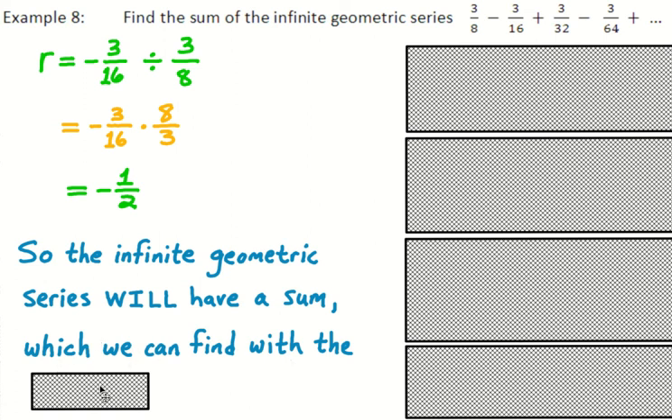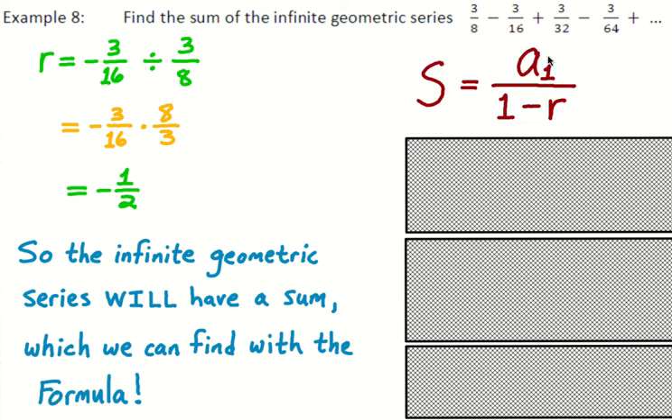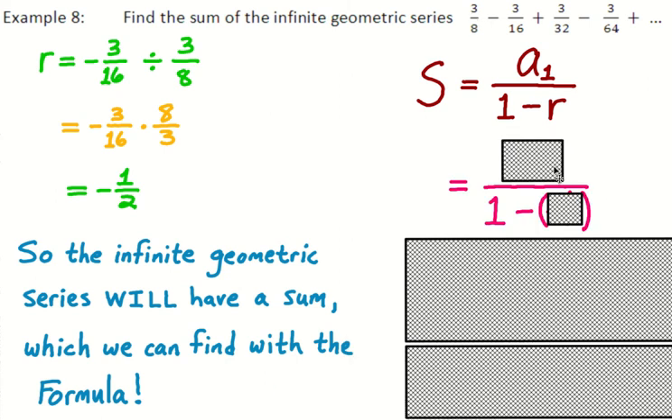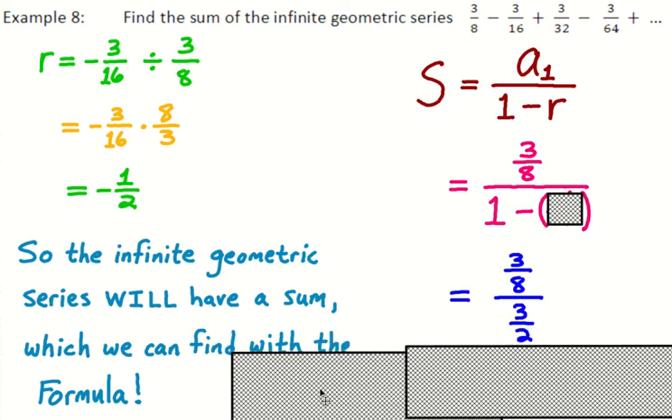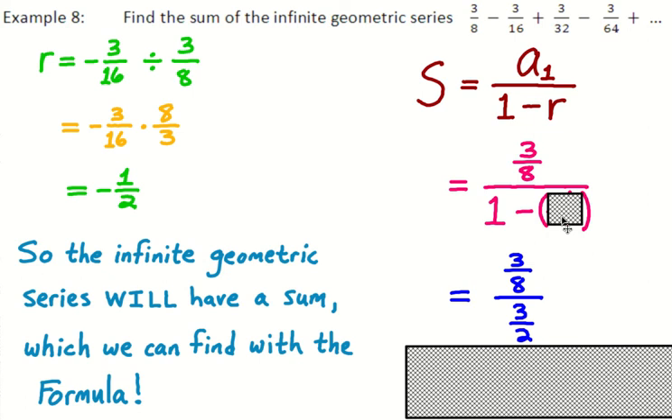Which we can find with the formula. Which formula? That formula. What was a sub 1? Oh, I don't know. The first term right here, 3/8. And my R value was negative. That's right, negative. Oh, what the heck was I doing? Getting ahead of myself? -1/2. And so all you got to do is crunch this out, right? Using your calculator if you have to.